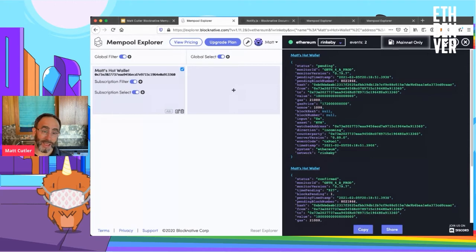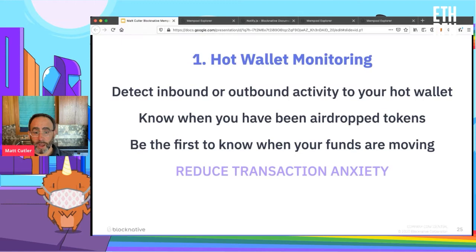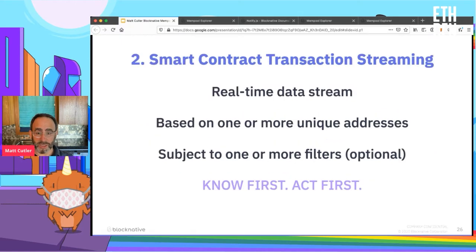And just the other day, I did a big swap. It was $123 in gas fees, and just seeing what was going on with that sort of put me at ease while that was happening. So anyways, that's Mempool Primitive 1, how to monitor your own hot wallet. The other thing I would recommend is do what I did, do some test transactions on Rinkeby to get a feel for this, and it will start to make sense. Okay, so that's Mempool Primitive 1 for reducing transaction anxiety.